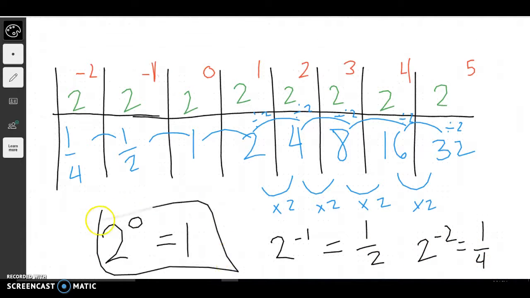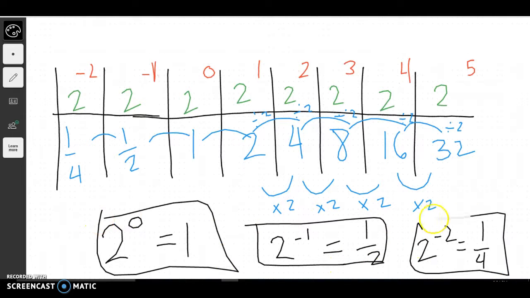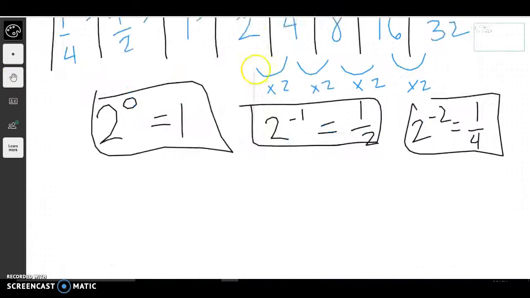which is very surprising. The reason it's surprising is that 2 to the 0 doesn't equal 0. 2 to the 0 equals 1 because of this pattern. So let's talk about things that exponents can't be.